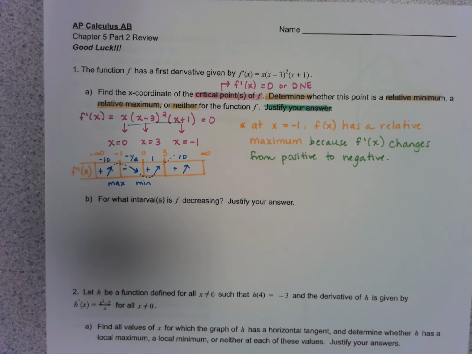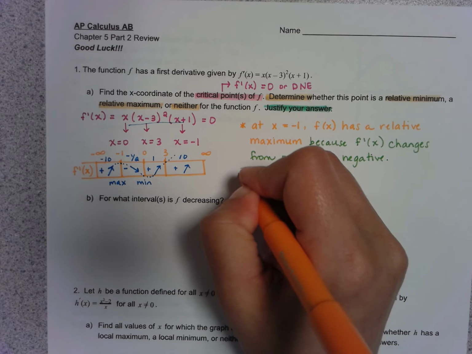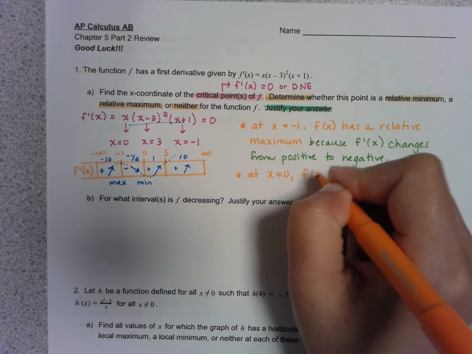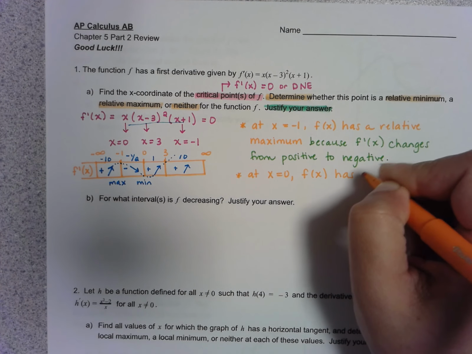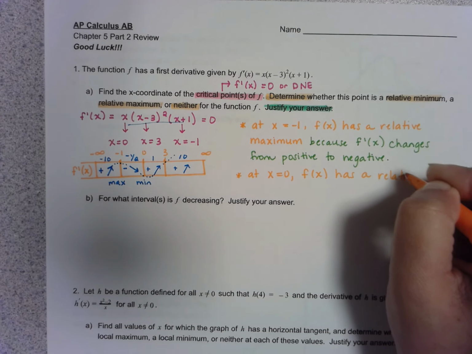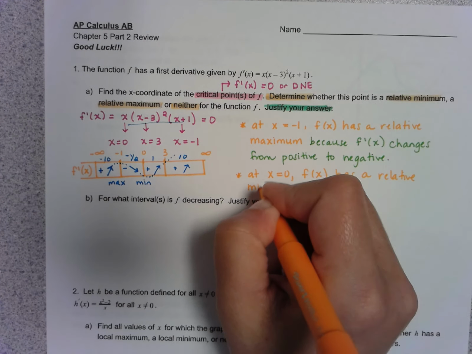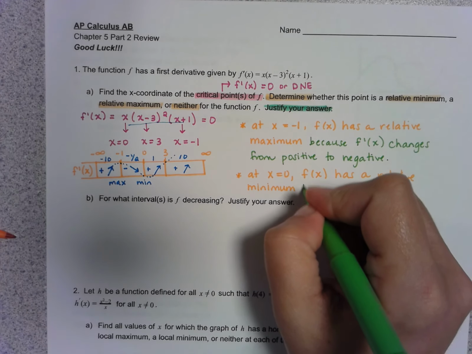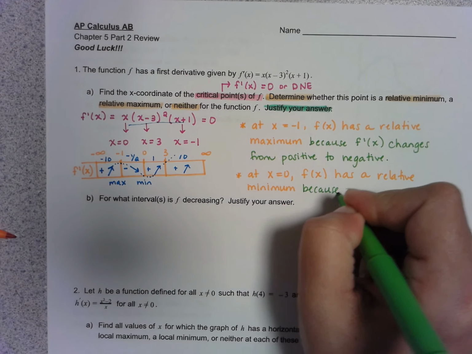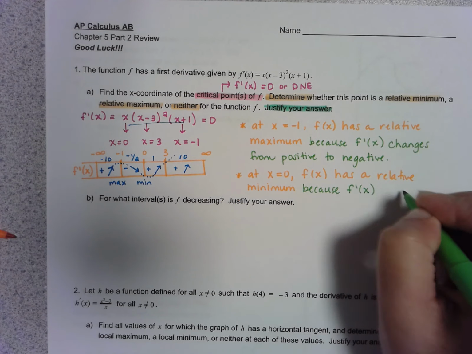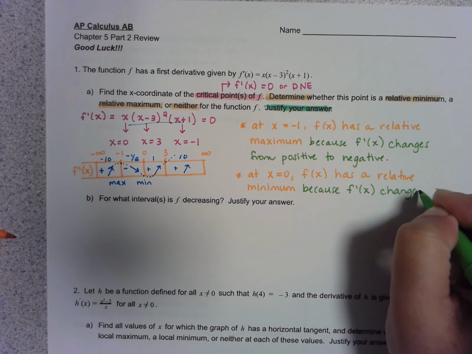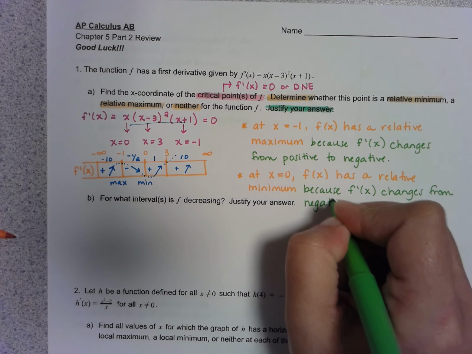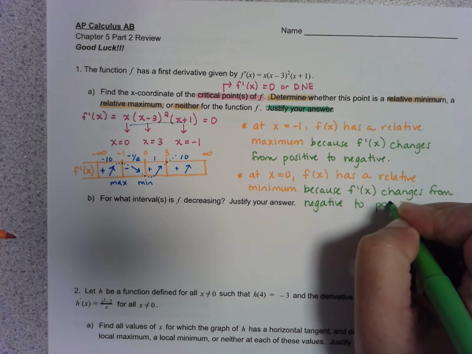Now we're going to follow that up by describing what's happening with 0. So we would say at x equals 0, f of x has a relative minimum. And we would say because f prime of x changes from negative to positive.